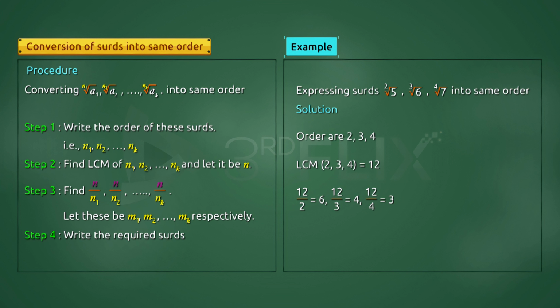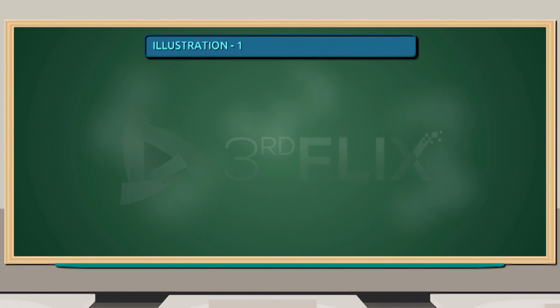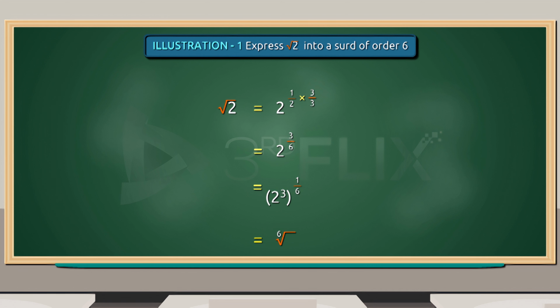Then the required surds are in the same order: nth root of a1 power m1, nth root of a2 power m2, and so on nth root of ak power mk. Illustration 1: 2 power 3 by 6 equals 2 cube power 1 by 6 equals 6th root of 2 cube equals 6th root of 8.